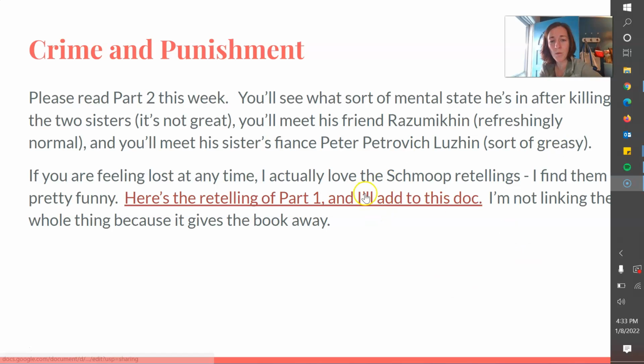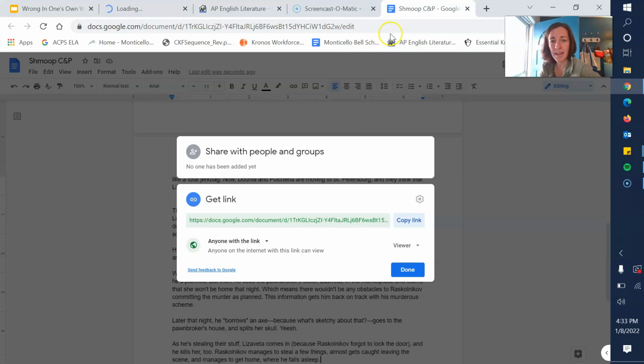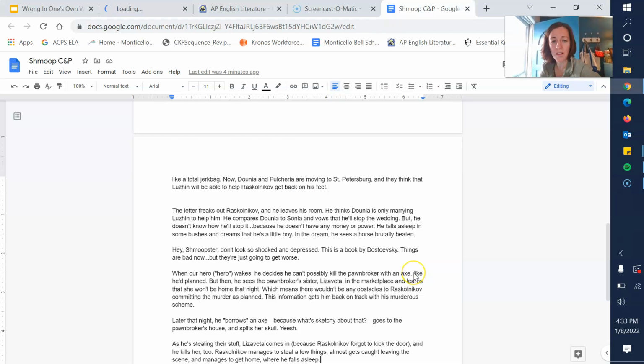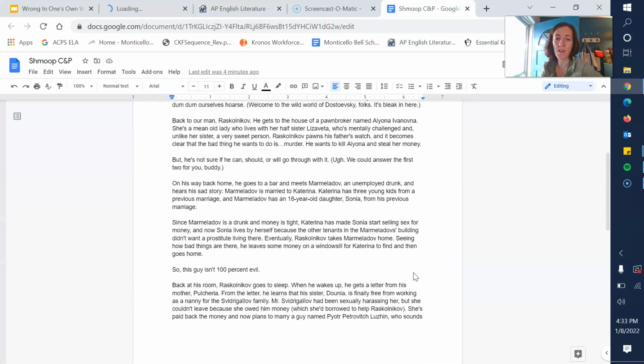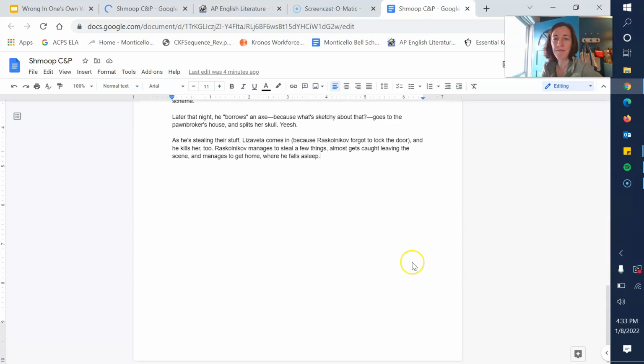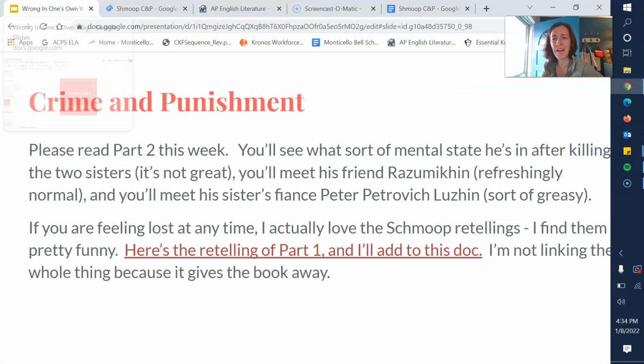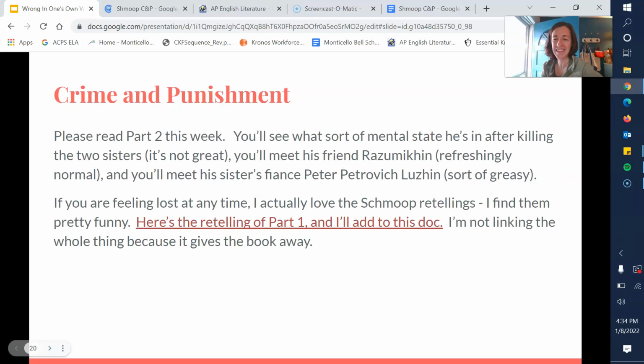So I'm linking here a retelling of part 1, and there it is, shared with you all. It doesn't go into anything more than you read already. It's about a page and a half, and it'll give you confirmation that you're getting the big things taken care of as you're reading the novel.